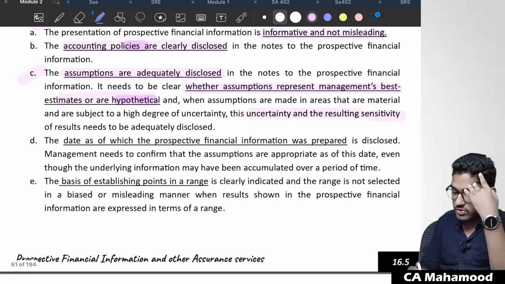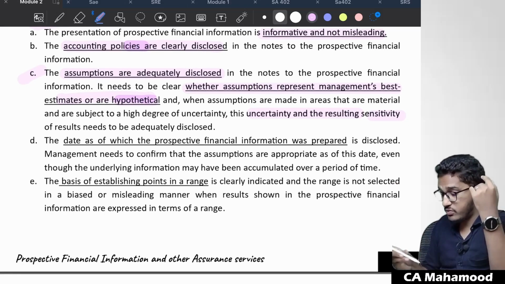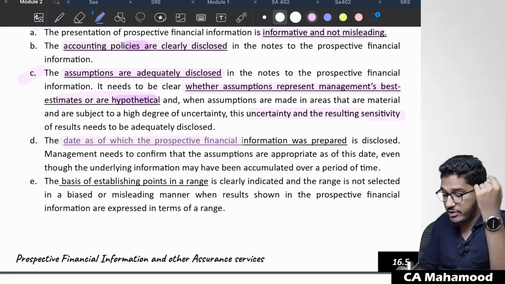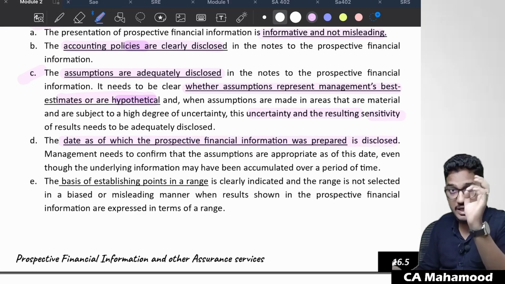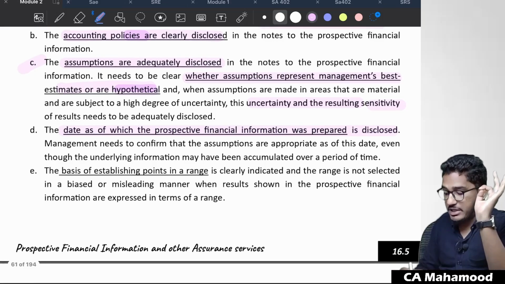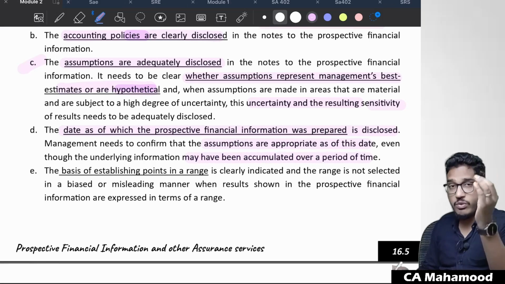And the date as of which the prospective financial information was prepared is disclosed. On what date you have prepared that prospective financial information, that date is also required to be mentioned. Management needs to confirm that the assumptions are appropriate as of this date, even though the underlying information may have been accumulated over a period of time.